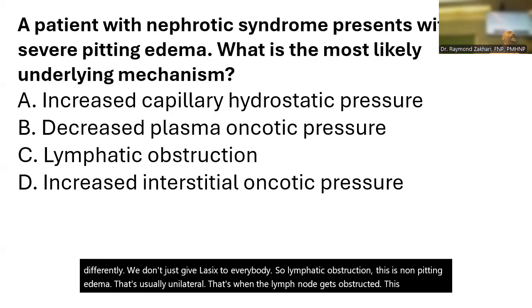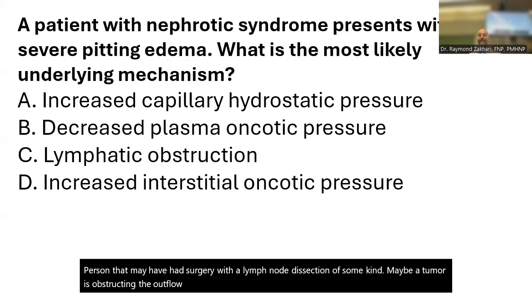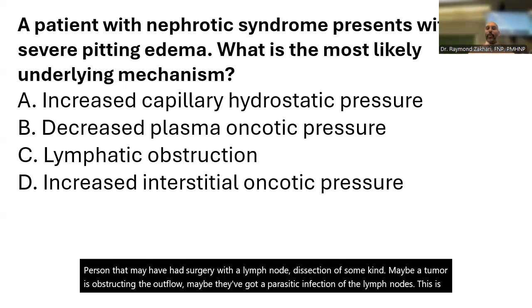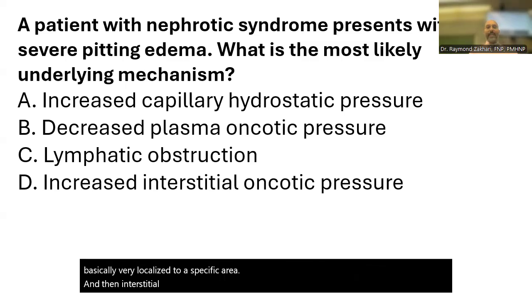This is when the lymph node gets obstructed. This is the person that may have had surgery with a lymph node dissection of some kind. Maybe a tumor is obstructing the outflow. Maybe they've got a parasitic infection of the lymph nodes. This is basically very localized to a specific area. And then interstitial oncotic pressure, option D. This is not how nephrotic syndrome works.